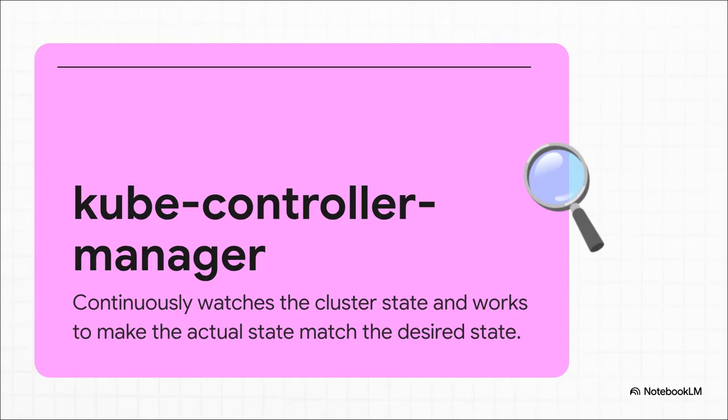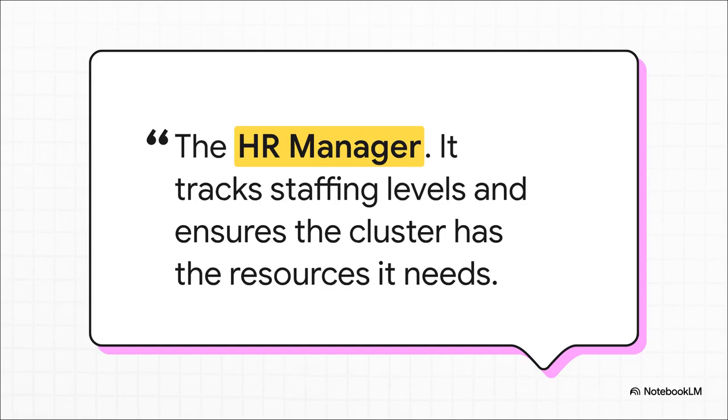The first one to spot this gap is the Kube Controller Manager. It's really just a bunch of different controllers all working together, and their only job in life is to stare at etcd, looking for these kinds of differences. When it finds one, its mission is to start fixing it. It's this constant, never-ending loop. Watch, compare, and act.